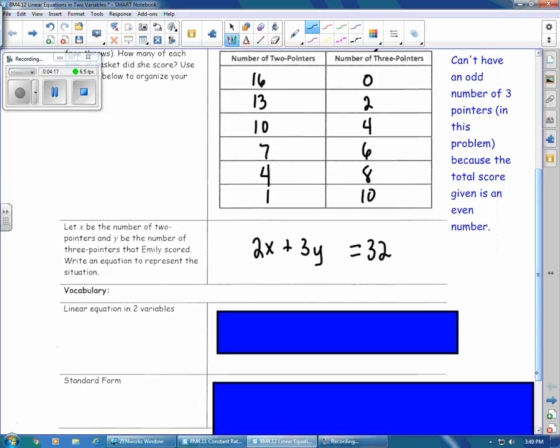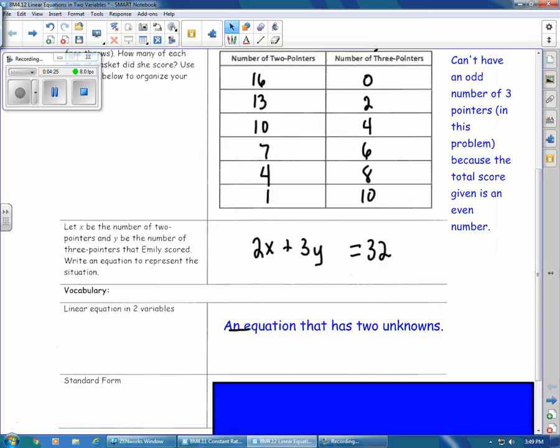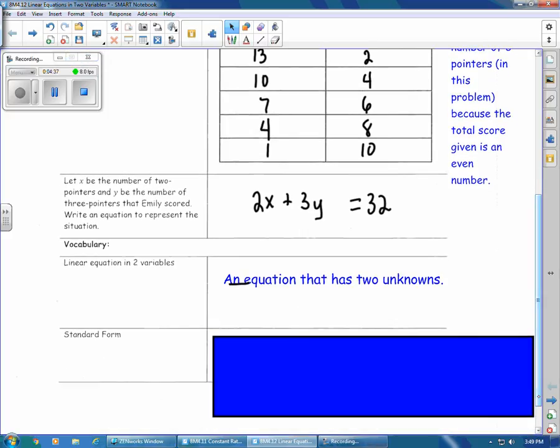So a linear equation in two variables, what is that? That's what we've been working with. It is an equation that has two unknowns, two things that we do not know about the equation. In this example, we have the number of 2-pointers and the number of 3-pointers. Those are our two unknowns. When we add them together, they equal the total of 32.